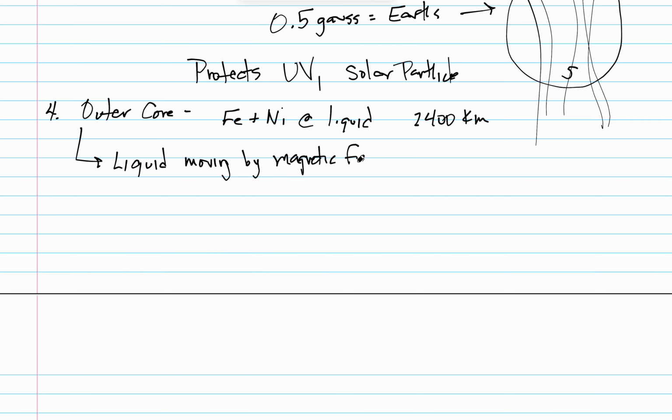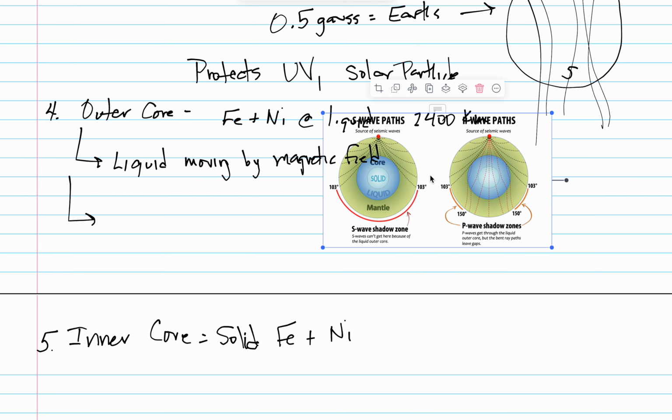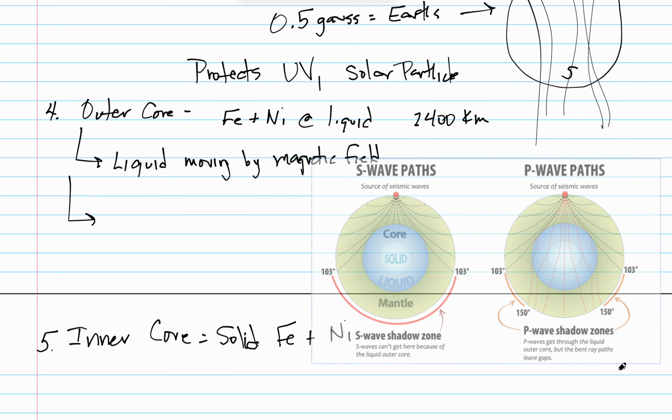The other thing that we know about, well, I guess that we know that it is liquid, and number 5, inner core, it's solid. Inner core is solid, and it is solid iron plus nickel. And we know this because of P waves and S waves. So I'm going to put in this picture, see if I can make it big enough so that we can actually read it.